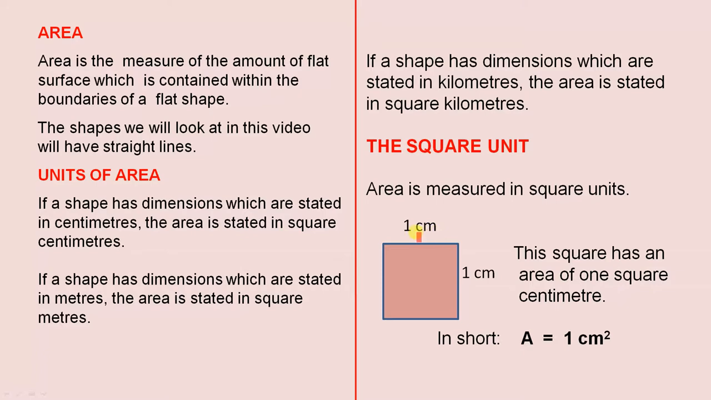Let's look at this square here. 1 centimetre by 1 centimetre. So the units we are using are centimetres. So that's what we're going to use in the answer. So this square has an area of 1 square centimetre. Of course, there's only one square, and it's 1 centimetre by 1 centimetre. So that's why the area is 1 square centimetre. In short, area equals 1 square centimetre.